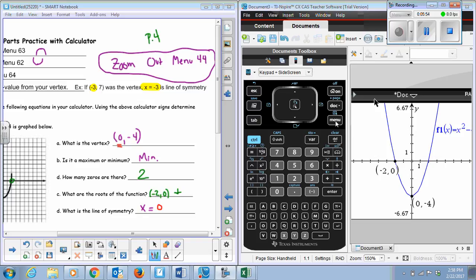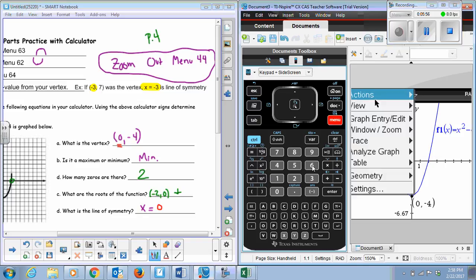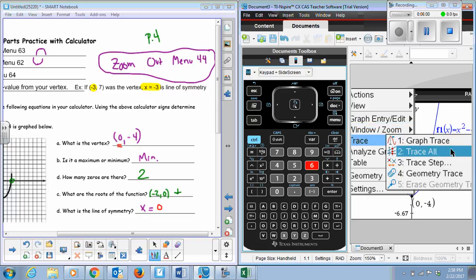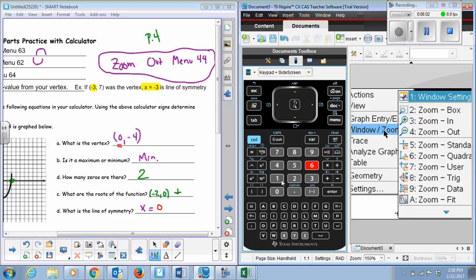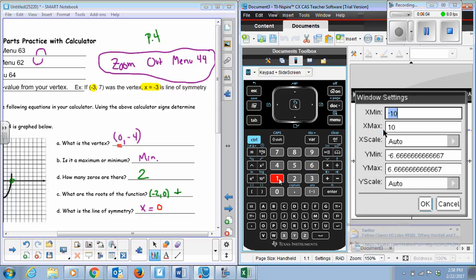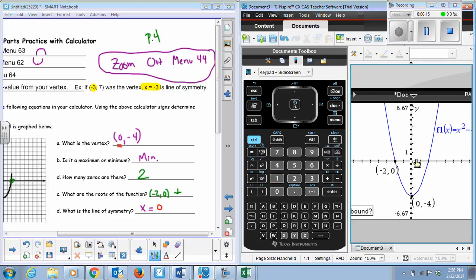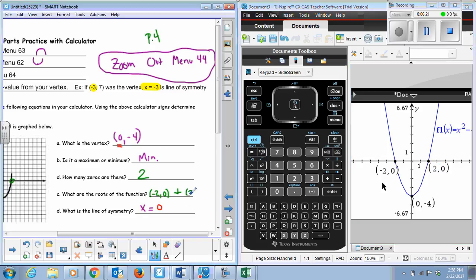Okay, and then I need to do this again. So menu 6, 1. So again, 0. Remember, those words kind of match. So we've got 6, 1. And then for lower bound, because we already found this root, I'm going to start at my vertex and I'm going to highlight to the right, and now I should get positive 2, 0.